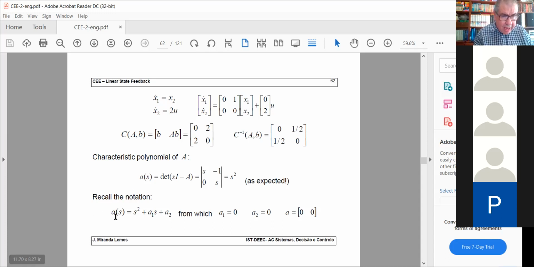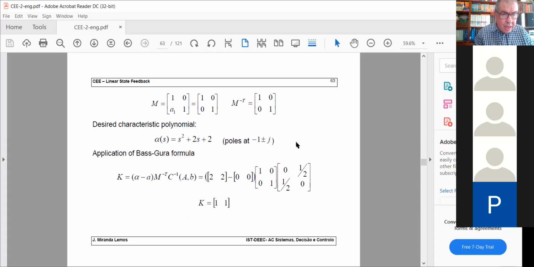Now, a(s), according to our notation, is s squared plus a1 s plus a2 in this second order case. And a1 is 0 because this is just s squared, and a2 is 0. So compare it with a. According to our notation, a1 and a2 are 0, and a is 0 because a is a1 and a2.